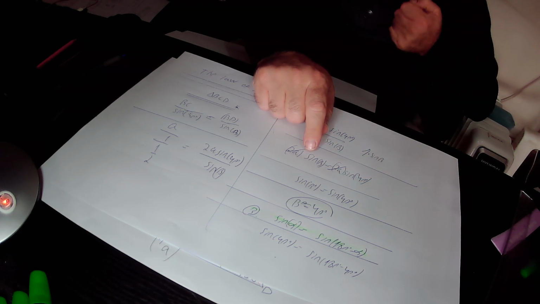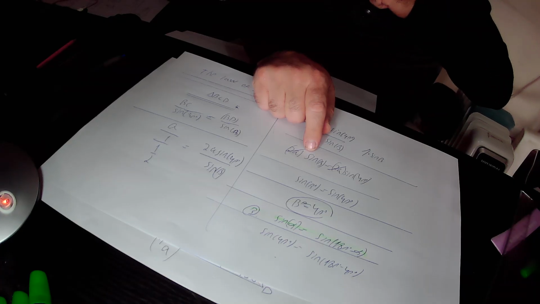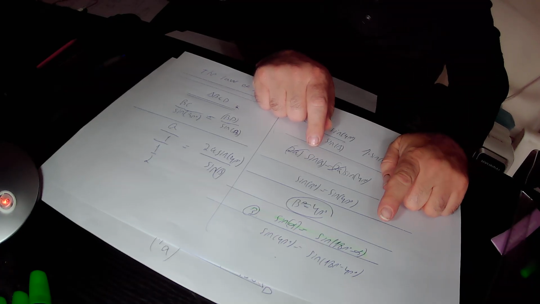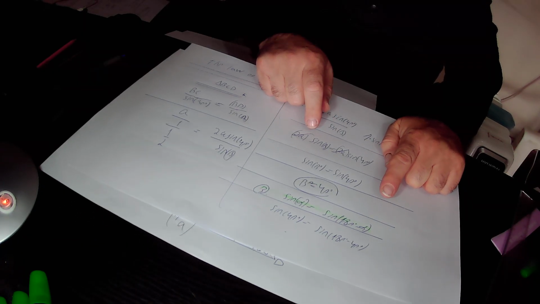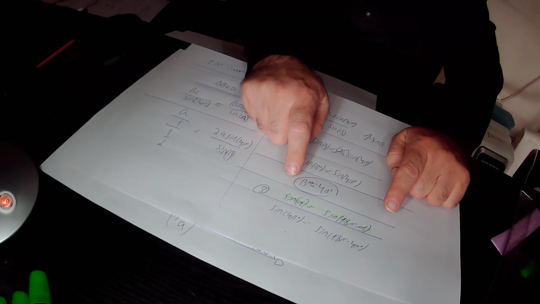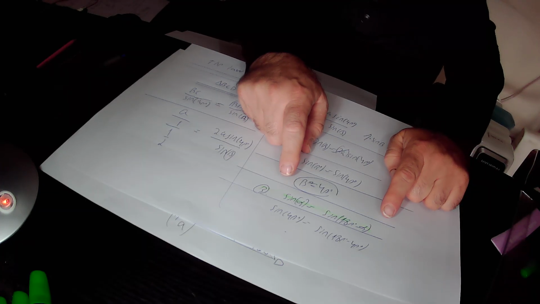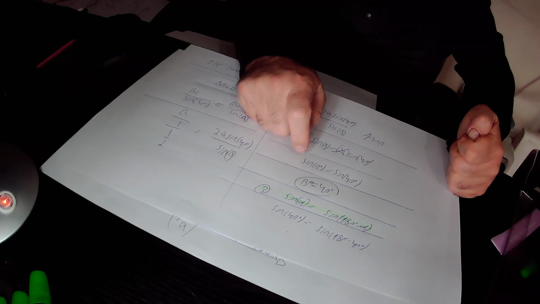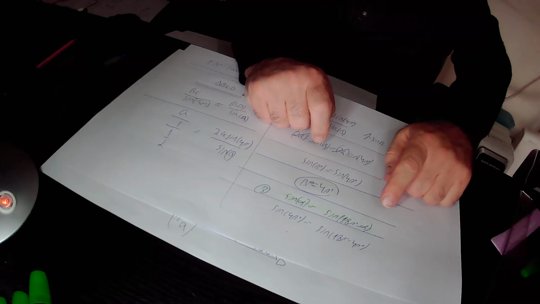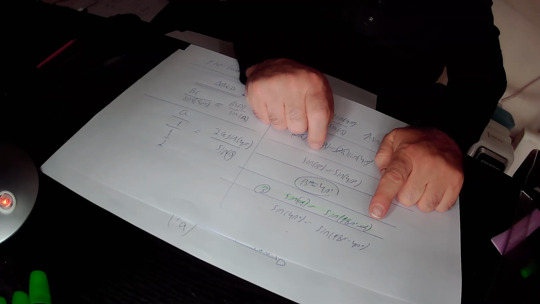But we have another solution for beta. According to the trigonometric identity that says sine alpha equals sine of 180 degrees minus alpha, sine 40 degrees must be equal to sine of 180 degrees minus 40 degrees. But 180 degrees minus 40 degrees is 140 degrees.